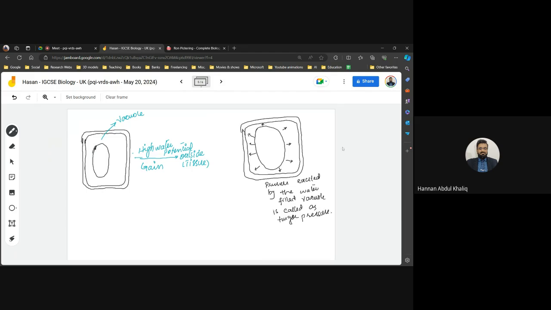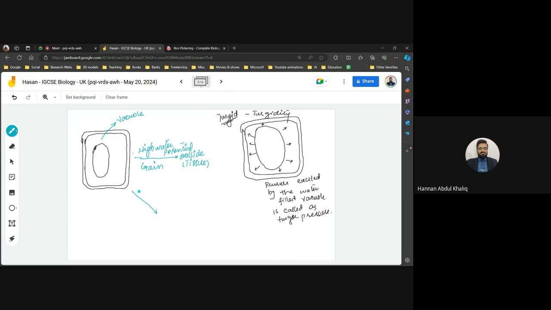And the cell in this condition is said to be turgid. The name of the condition is turgid. This phenomenon is called turgidity, and the pressure is called turgor pressure. And why is this turgor pressure there? Because the turgor pressure is a result of gaining water inside the vacuole due to higher water potential outside, and the vacuole has become larger. Suppose, did you understand this example? Yes.